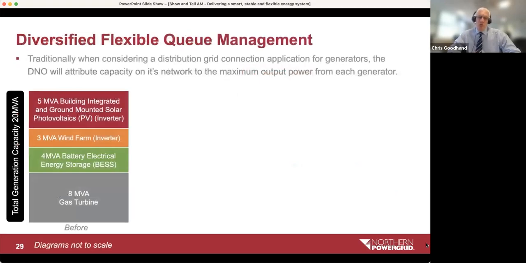Okay, so if we look at what we traditionally do when we're looking at capacity and generation connected at a particular point, we will have a look at the generation that's to be connected. We will make an assumption that everything connected will provide its maximum output at any particular moment. And once we've added all that up to the available capacity, we'll regard that location as full and with no further capacity available.